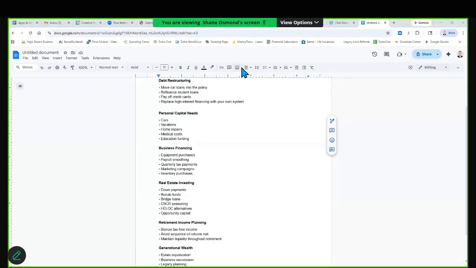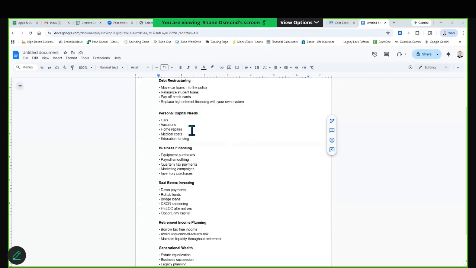All right. So this is kind of the start of it. Debt restructuring: moving car loans into the policy. In other words, refinancing through policy funds, refinancing student loans, paying off credit cards, replacing high interest, refinancing with your own system.